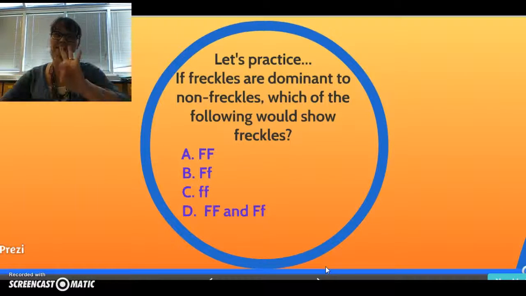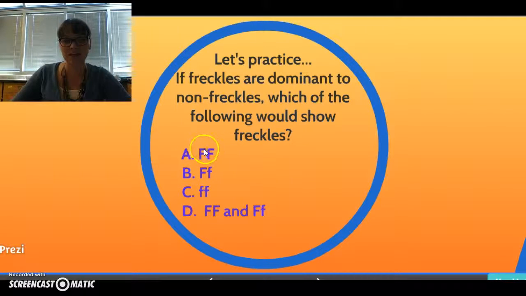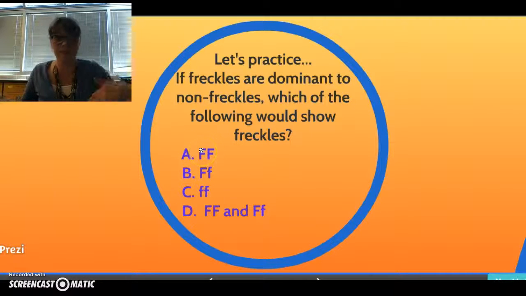All right, if you said D, you are correct. Because both of these have a dominant allele, capital letter, they are both going to show the dominant trait, because this one obviously is going to show the dominant trait because that's all they have. They got dominant from mom and dominant from dad. Freckles and freckles. They're going to show freckles. These ones are obviously not because they got non-freckles from mom, non-freckles from dad, so they definitely aren't going to show freckles.